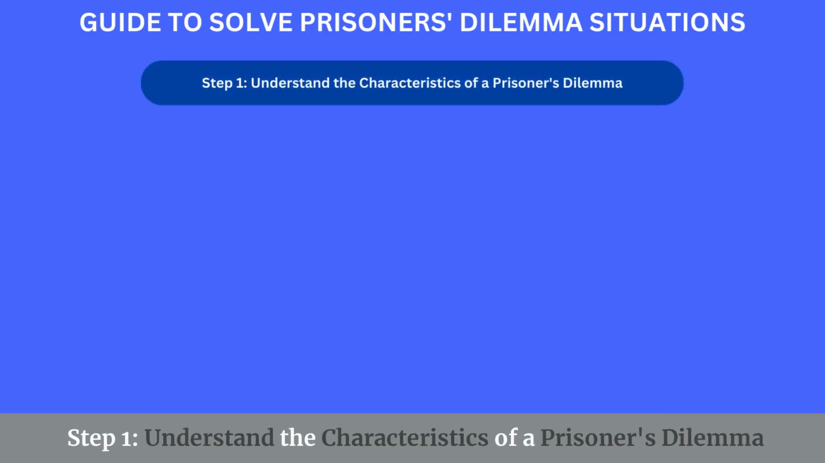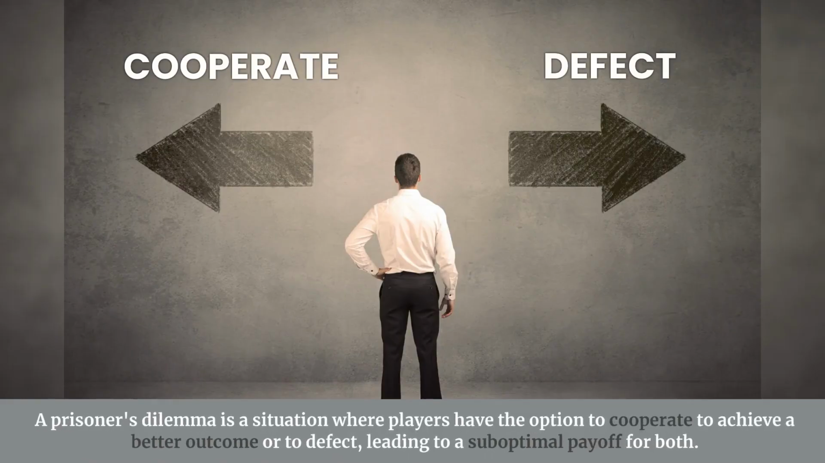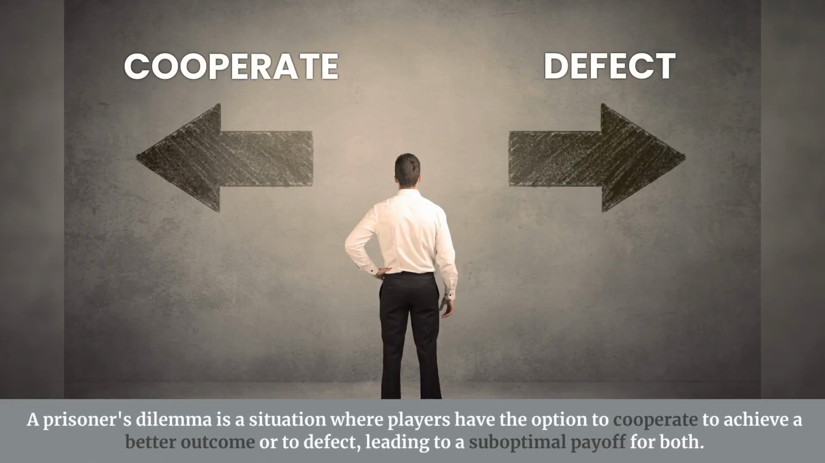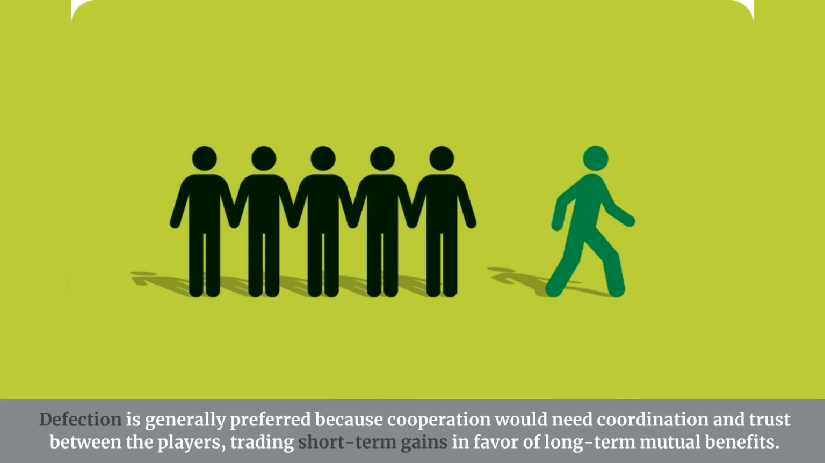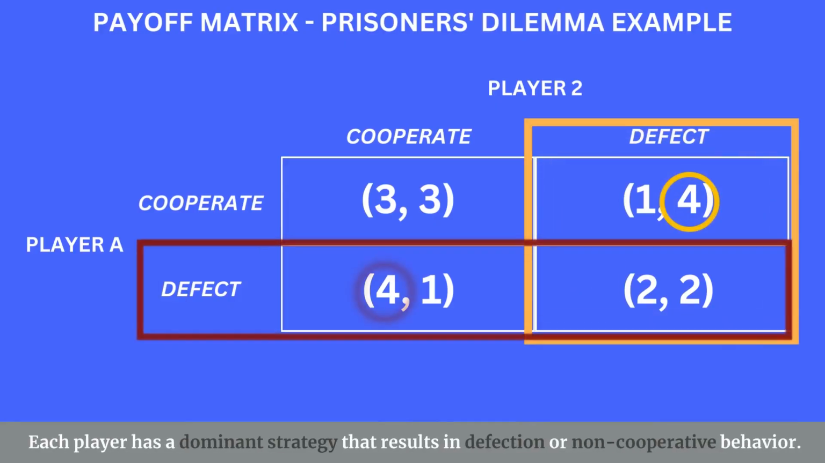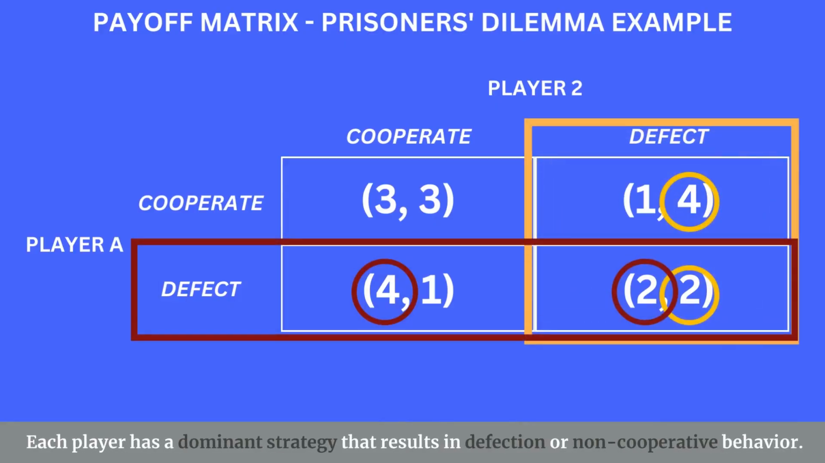Step 1. Understand the characteristics of a prisoner's dilemma. A prisoner's dilemma is a situation where players have the option to cooperate to achieve a better outcome or to defect, leading to a suboptimal payoff for both. Defection is generally preferred because cooperation would need coordination and trust between the players, trading short-term gains in favor of long-term mutual benefits. Each player has a dominant strategy that results in defection or non-cooperative behavior.